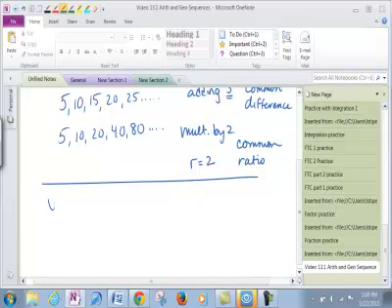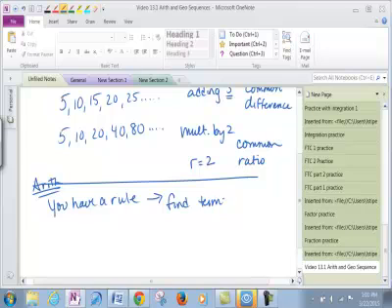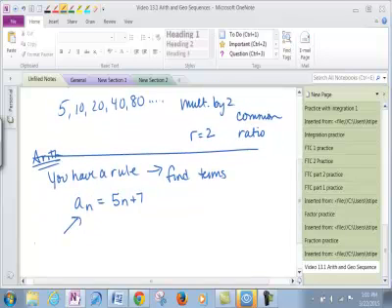The first one is that you have a rule, and let's say we're going to start with arithmetic. So this is going to be an arithmetic sequence, and you have a rule and your job is to find terms. Okay? And so the rule is written like this, and so a sub n refers to the nth term, and then n is the number of term.